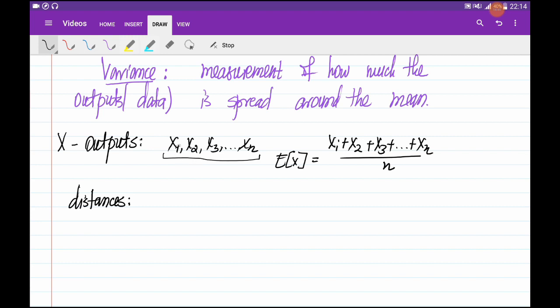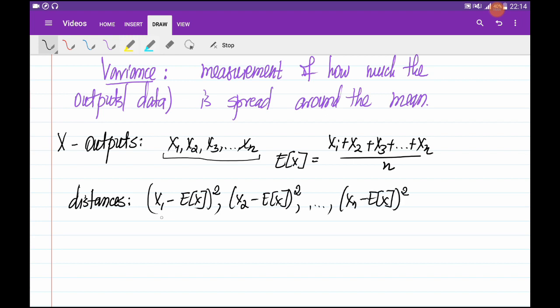So the distance between x1 and the mean would be (x1 minus the mean) squared. The distance between x2 and the mean would be (x2 minus the mean) squared, plus and so on, plus (xn minus the mean) squared. I'm taking the square because I want the distance to always be positive. The reason we take the square instead of the modulus is that this function is nicer, so we can take derivatives of it later on.